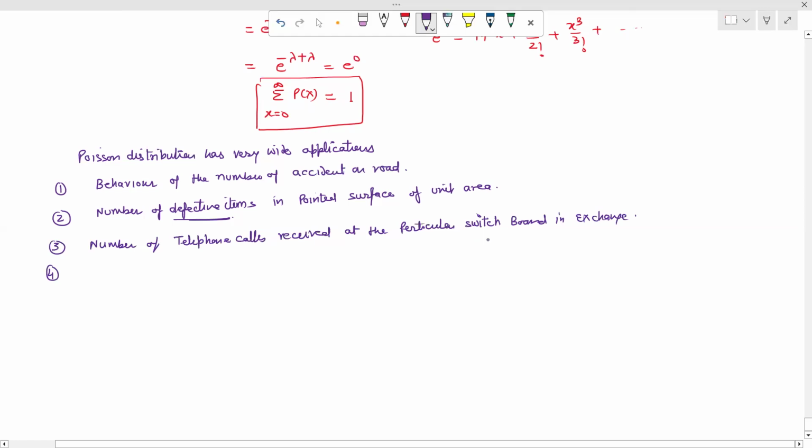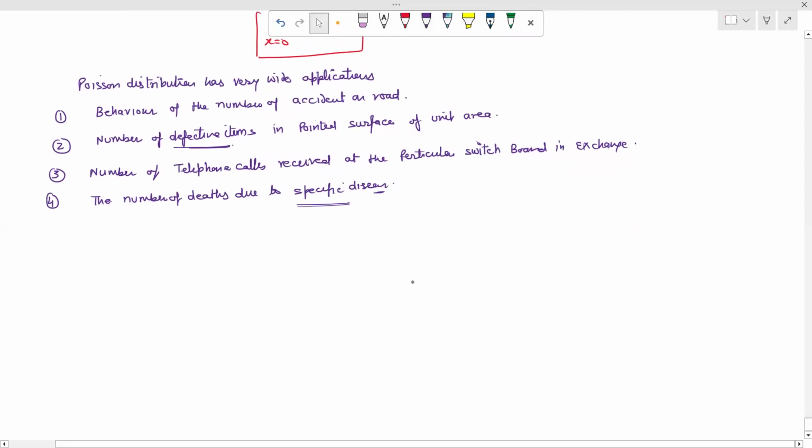So we can obtain the number of telephone calls received by a particular switchboard in an exchange. Next is the number of deaths due to a specific disease. That means the cause may be COVID-19, or some specific causes like tuberculosis, cancer, etc. So these are the very wide applications of the Poisson distribution.